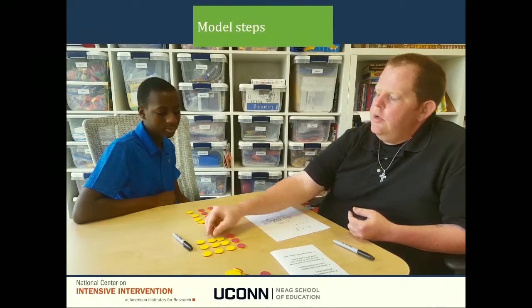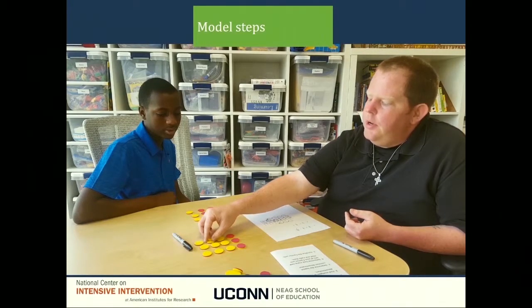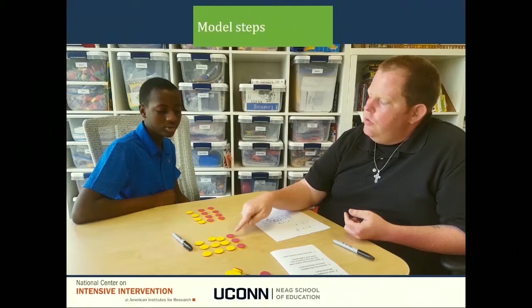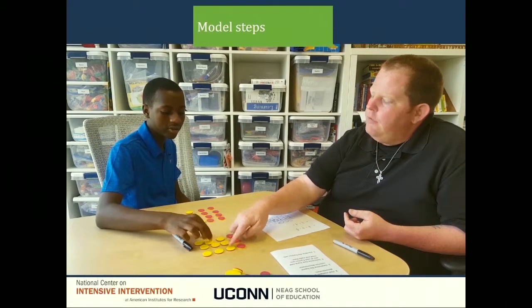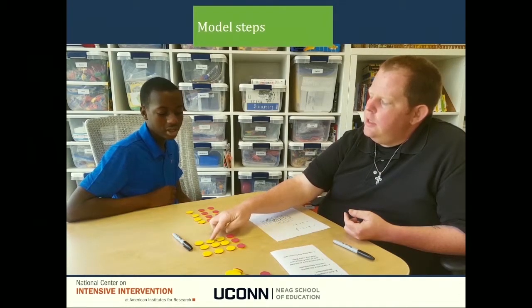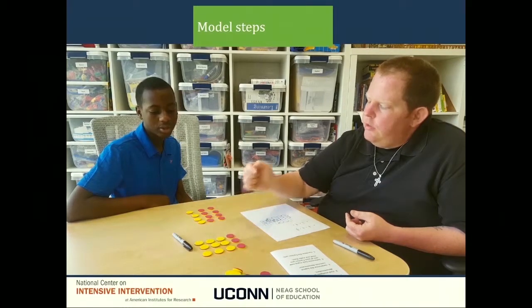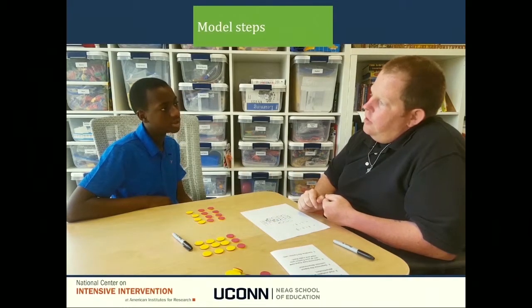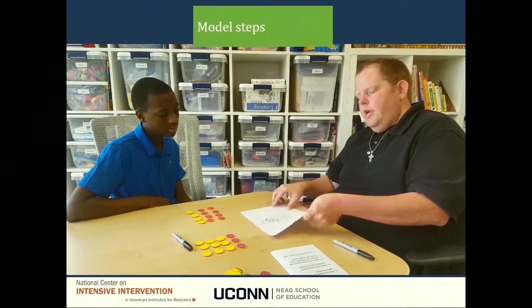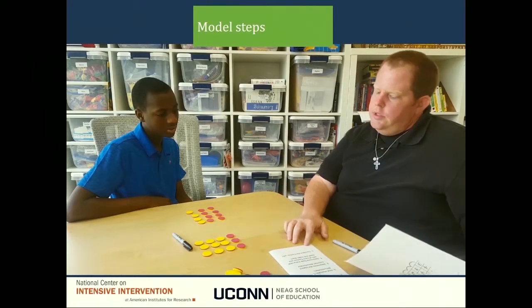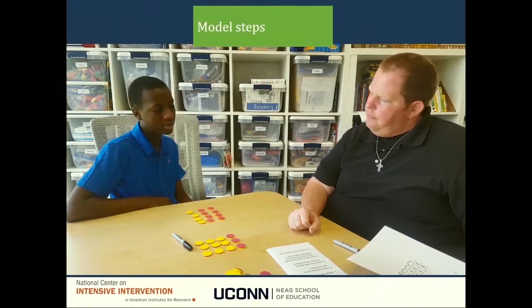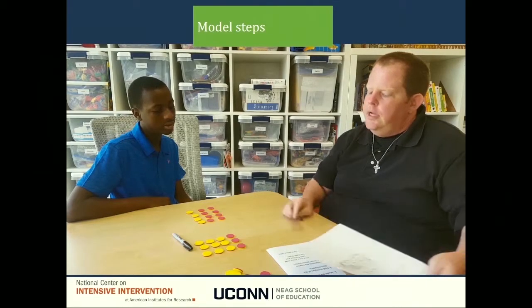Good. So let's count and see if we have 12 up here too. 1, 2, 3, 4, 5, 6, 7, 8, 9, 10, 11, 12. So do we have 12 there? Yes. Awesome. Good job. So now, what's the last thing we need to do? Combine all the fractions. So we need to combine the fraction sets.